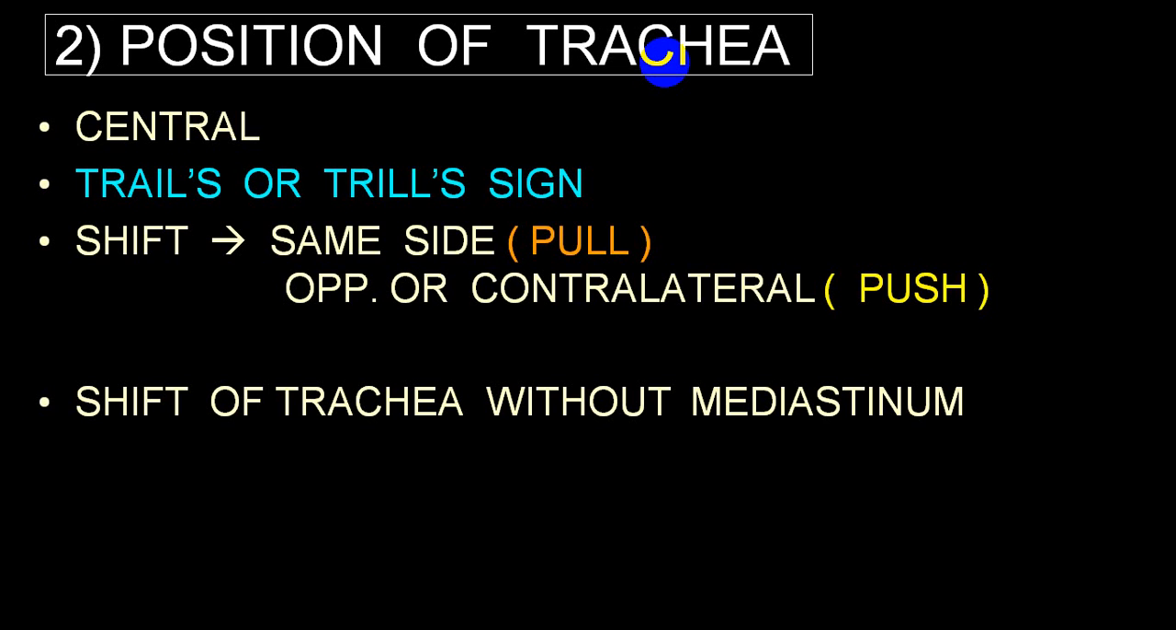Say a simple example. If I have a right apical lobe collapse or right apical lobe fibrosis or right apical pleural thickening or fibrosis, I will have a pull. And I will have a push if I have, say, a tumor in the apical lobe, which is given a good number of times, Pancoast's tumor. So this will be a condition which will push only the trachea without much shift of mediastinum.